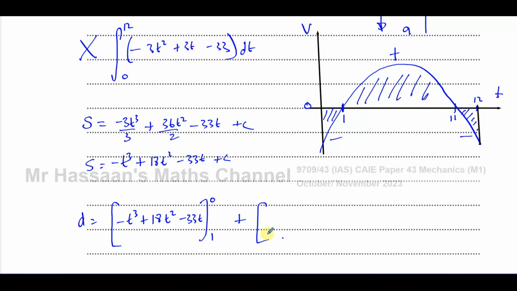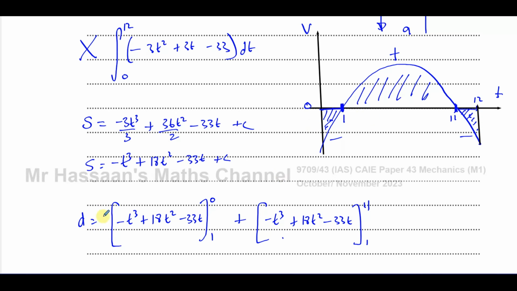Plus, and then I have to do the same thing, minus t cubed plus 18t squared minus 33t between the limits of 1 and 11. This is positive, so I'll leave it in that same form. Now, I know from the symmetry of this shape that this area and this area are the same. You can see from this, it's symmetrical. That's just 1 unit away from where it hits the x-axis.